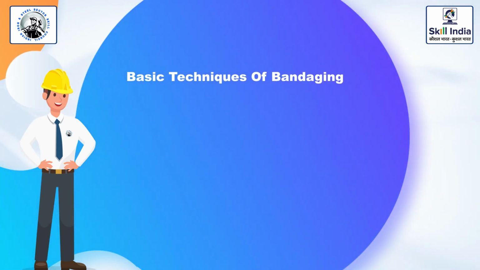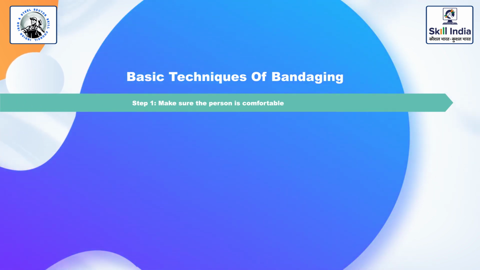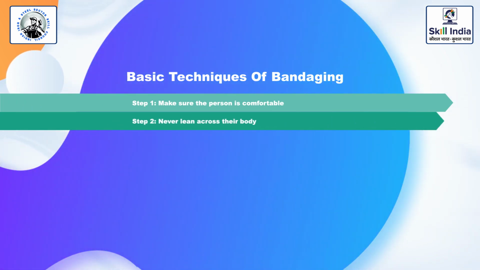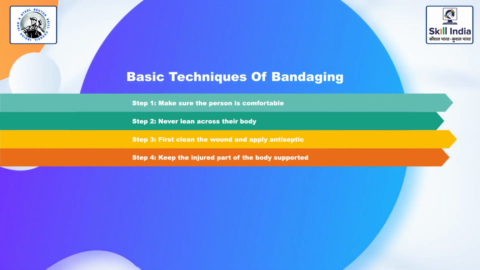Next is learning to apply a bandage. Make the person comfortable. Do not lean across their body; stand on the side of the injury. Clean the wound properly and apply antibacterial cream on it. When the bandage is on, always remember to keep the injured part of the body supported in the position it will be in.